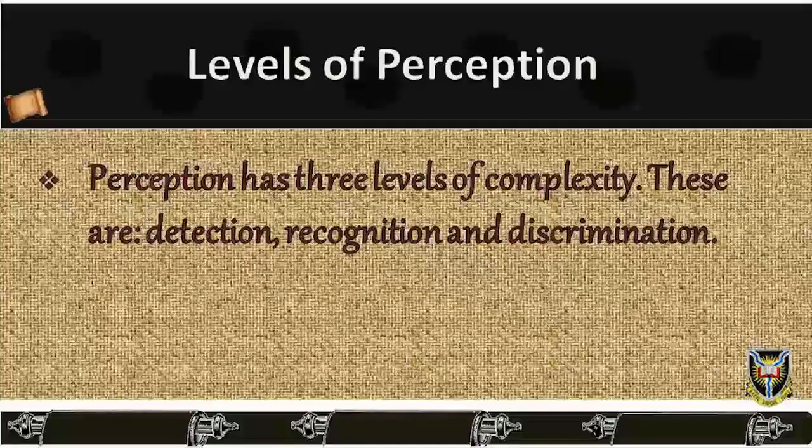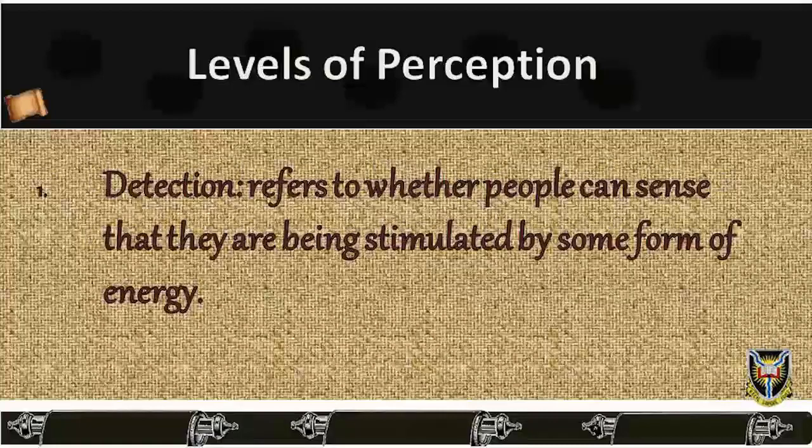Levels of perception. In order for us to better understand perception and its processes, we need to look at the levels of perception and their complexities. Perception has 3 levels of complexity. These are detection, recognition, and discrimination. 1. Detection. Detection refers to whether people can sense that they are being stimulated by some form of energy. For example, a light may be so dim that people can barely see it.